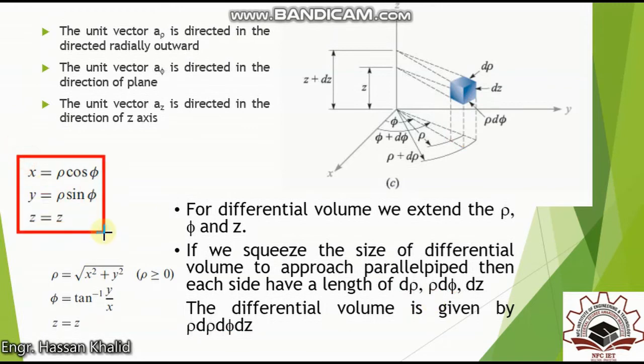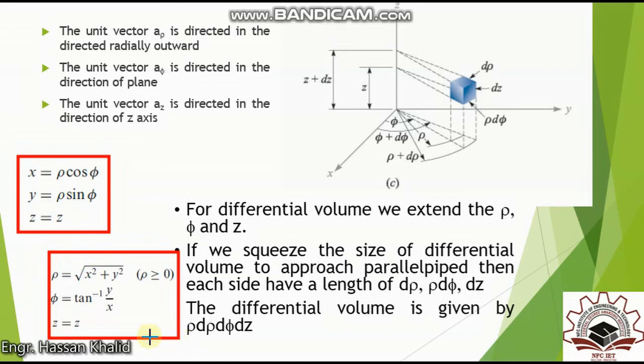Now this was the result that was obtained in the previous slide. We can also solve them for the cylindrical coordinate system in order to obtain the values of phi, rho and z. So after solving them, we get the final results as mentioned over here.